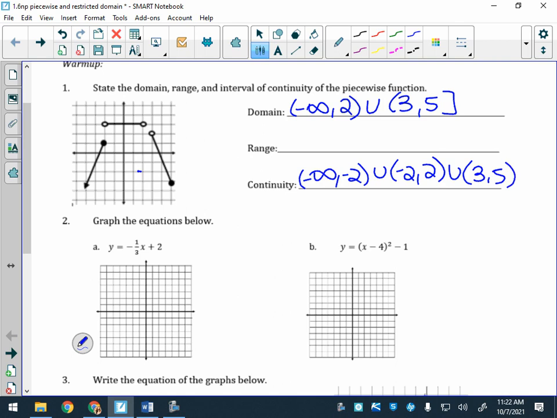Okay? So the domain, or the interval of continuity, and remember, interval of continuity is because you have to pick up your pencil. Okay? So negative infinity to negative 2. I have to pick it up, then move it to negative 2 to 2. Pick it up, move it to 3 to 5. That's why it's intervals of continuity. Okay? Does that make sense? Do you guys see the difference between the two? Okay. Great job, you guys.